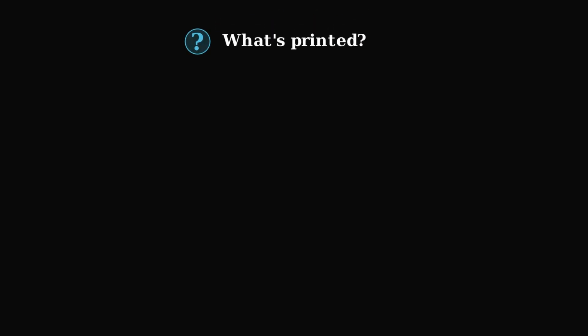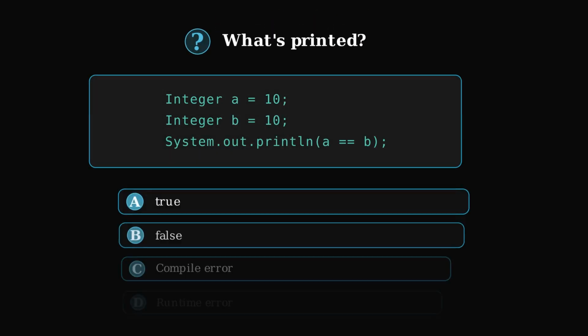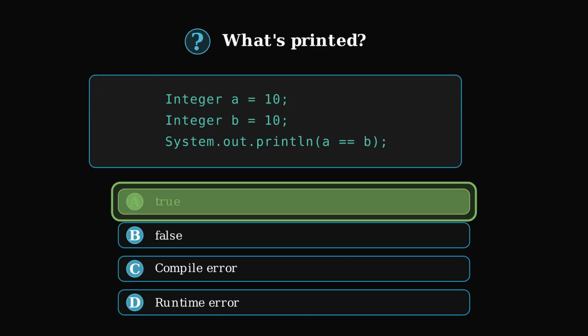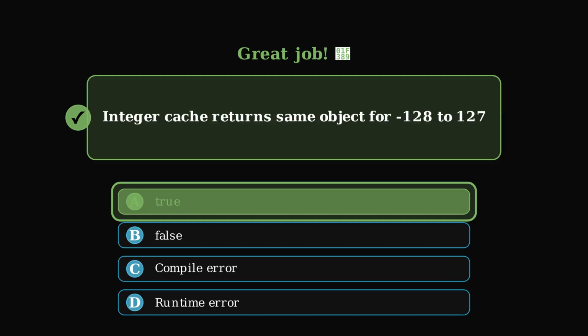What's printed? Which one is correct? The correct answer is Integer cache returns the same object for -128 to 127.